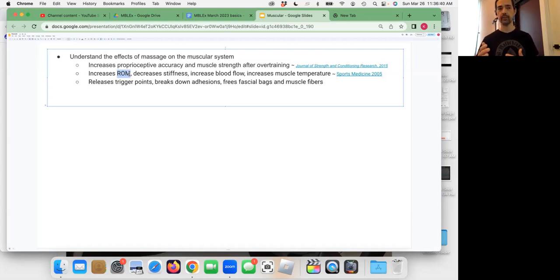And the range of motion the joint has when you're completely healthy is the anatomic range of motion. If you have an injury, your physiological range of motion in the joint is less than your anatomic range of motion. If you go to physical therapy, you get your physiological range of motion increased. Or if you go to massage therapy, you get your physiological range of motion increased, right? Movement. Okay, so massage increases range of motion, it decreases stiffness, it increases blood flow, and it increases muscle temperature.